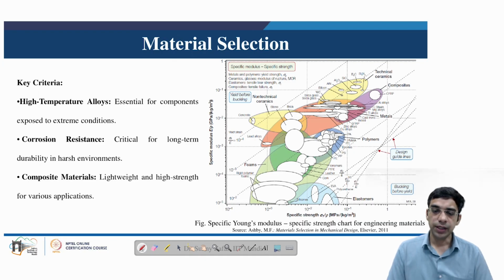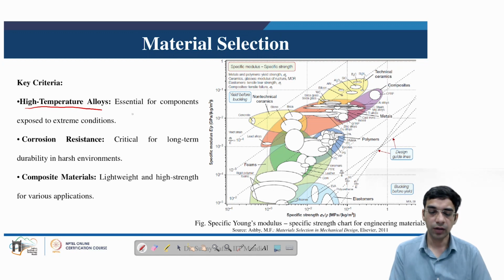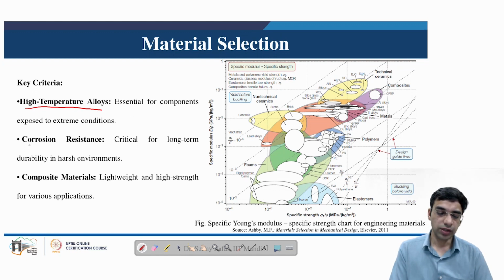Next, we come to the material selection criteria. Material selection criteria is essential to look at, because in some cases we are dealing with high temperatures. In that scenario, we go with high temperature alloys, which are essential for components functioning in high temperature conditions. Corrosion resistance may become very important, especially in the case of hydro turbines. So this is also important to look at.